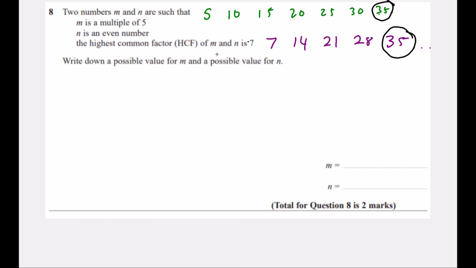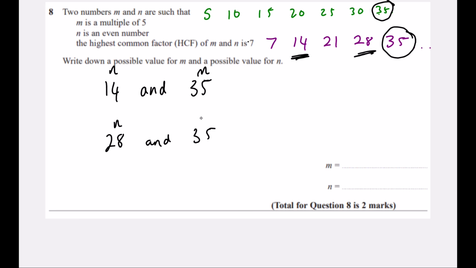It's in the 5 times table and the 7 times table. And n is an even number. It's also got to be a multiple of 7. So we could have 14 or 28. So if I had 14 and 35, m is a multiple of 5, which it is. n is an even number, which it is. And the highest common factor is 7. Yep, the highest common factor is 7. So that would work. 28 would also work if it was 28 and 35.